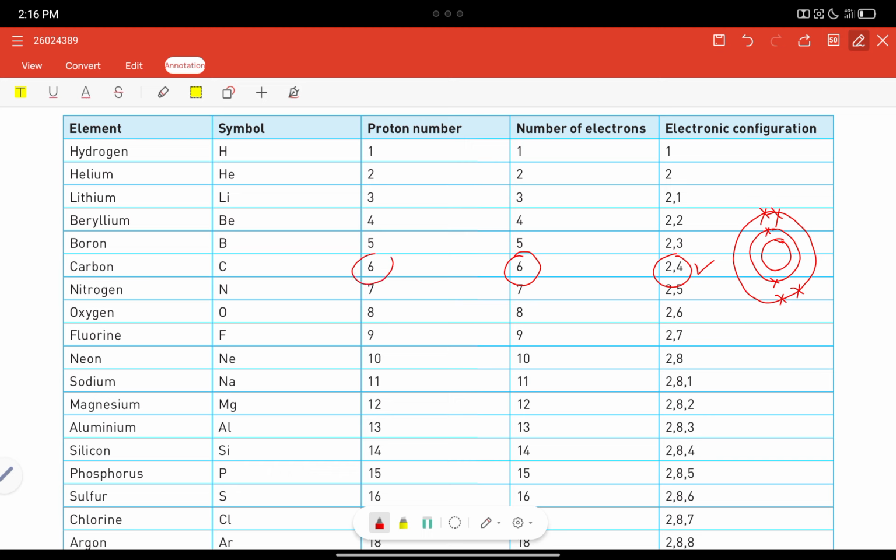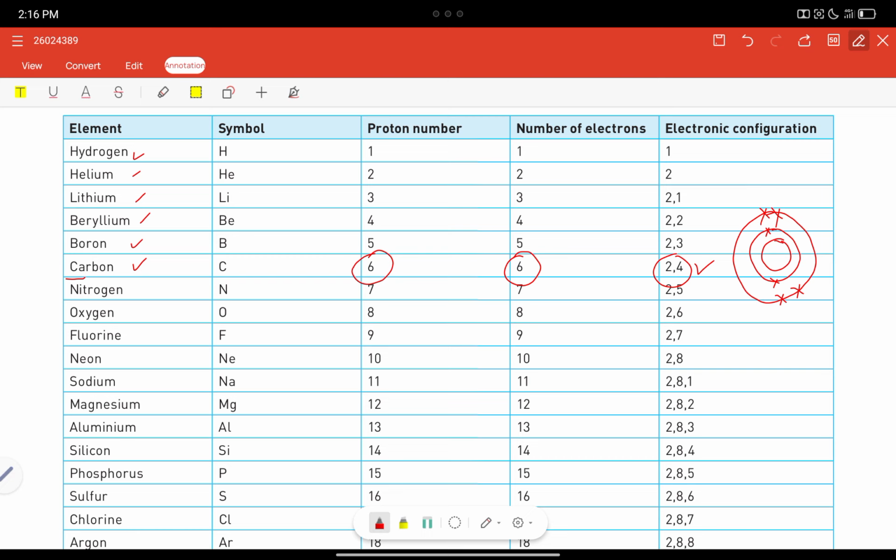The proton is also 6. So the number of electrons is always equal to the number of protons, and which is also the same as its atomic number. So obviously here carbon has atomic number 6 because hydrogen is 1, helium is 2, lithium is 3, beryllium is 4, boron is 5, carbon is 6. So when you know the atomic number, you can easily use that to help you get the electronic configuration.